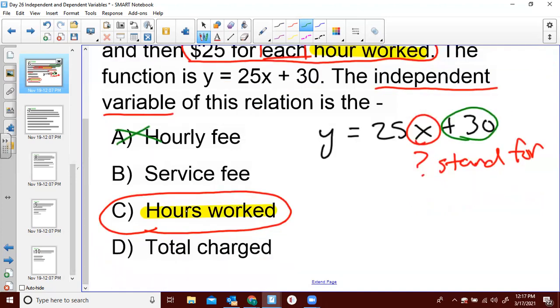It does say service fee, and we are talking about a total charged, but we just want to know the independent variable. Total charged would be our Y, that would be our dependent variable. Right, notice a service fee was a number too, right here. And we're never going to use a number as our independent or dependent variable.